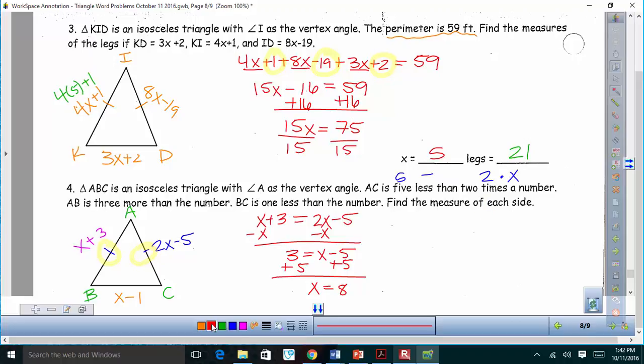And then it says find the measure of each side. So I know that AB and AC are going to be the same, so I just have to plug into one of those. So 8 plus 3 gives me 11. So my legs are 11. And then for BC, I get 8 minus 1, which is 7. Okay, any questions about those?